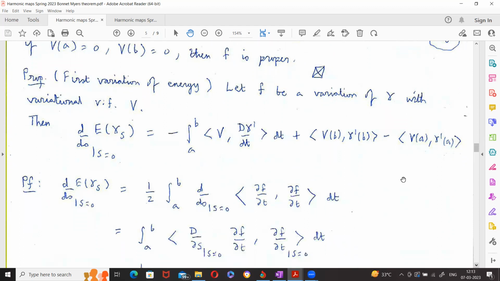Okay. So now we can derive what you can think of as a formula for the derivative of the energy functional. So what is that? That's called the first variation of energy. So let F be a variation of gamma with variational vector field V. Okay. So then we have this formula that d/ds at s equal to 0 of the energy of gamma_s is minus the integral from A to B of V inner product with D gamma prime dt, integral dt, plus two boundary terms, V(B) inner product gamma prime(B) minus V(A) inner product gamma prime(A).